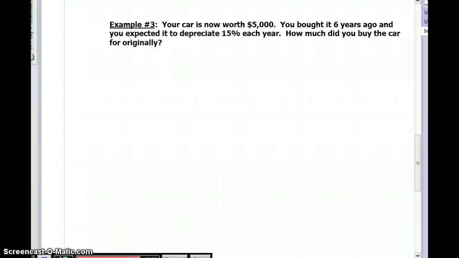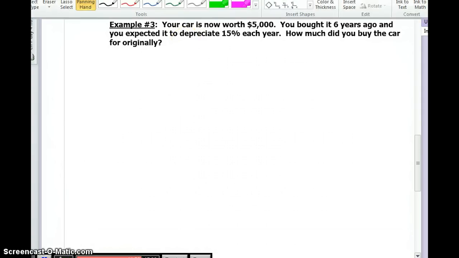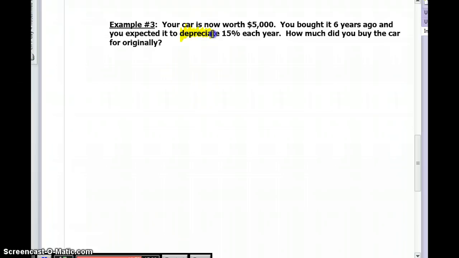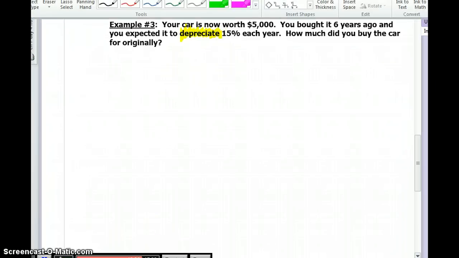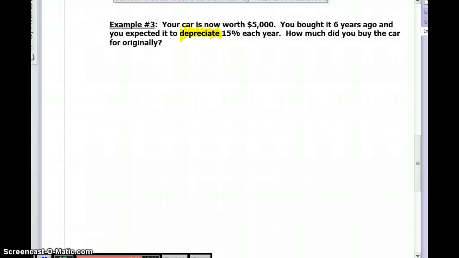All right, example 3. Your car is now worth $5,000. You bought it 6 years ago, and you expected it to depreciate 15% each year. How much did you buy the car for originally? Now, depreciate is another one of those words that means decrease. And so we are going to use exponential decay again.